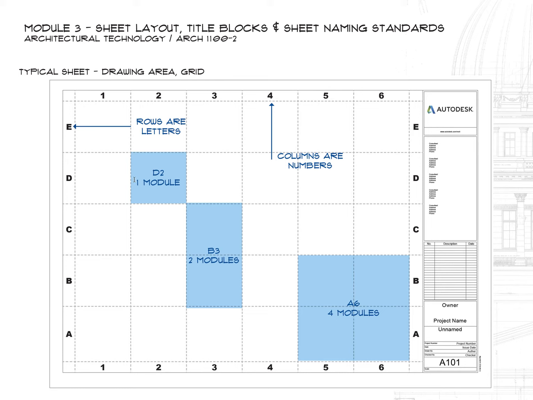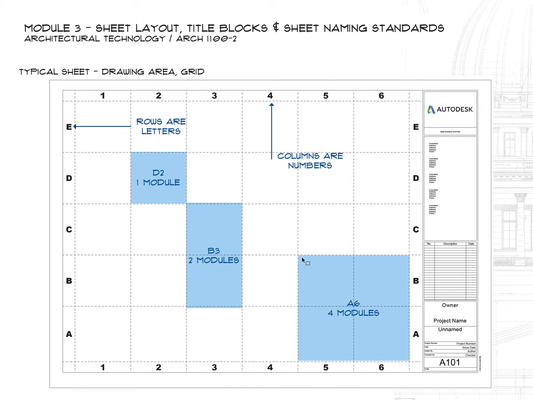So if there's a detail that fits within the square right here, you can see that this fits in the D2, and it's only one module big. So each one of these is known as a module. Now if your detail gets a little bit taller and a little bit bigger, this is known as the B3, and it's 2 modules. And it also encompasses C3, but the title block tag would typically go on the bottom portion of it.